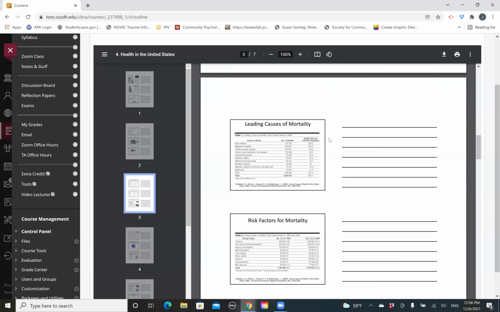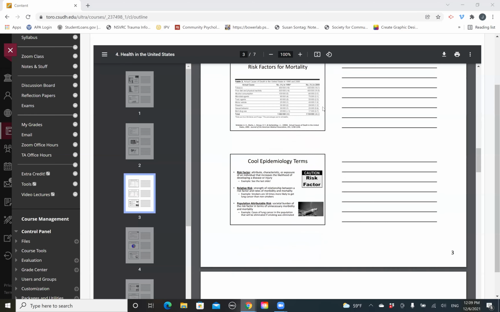So the leading causes of mortality: heart disease, malignant neoplasm, that's cancer, cerebrovascular disease. What is cerebrovascular disease? Vascular disease is a stroke. Boom, it is a stroke, called it. So you have pneumonia, unintentional, so accidents, diabetes, flu, pneumonia, Alzheimer's, nephritis, those are kidney, sepsis, and others.